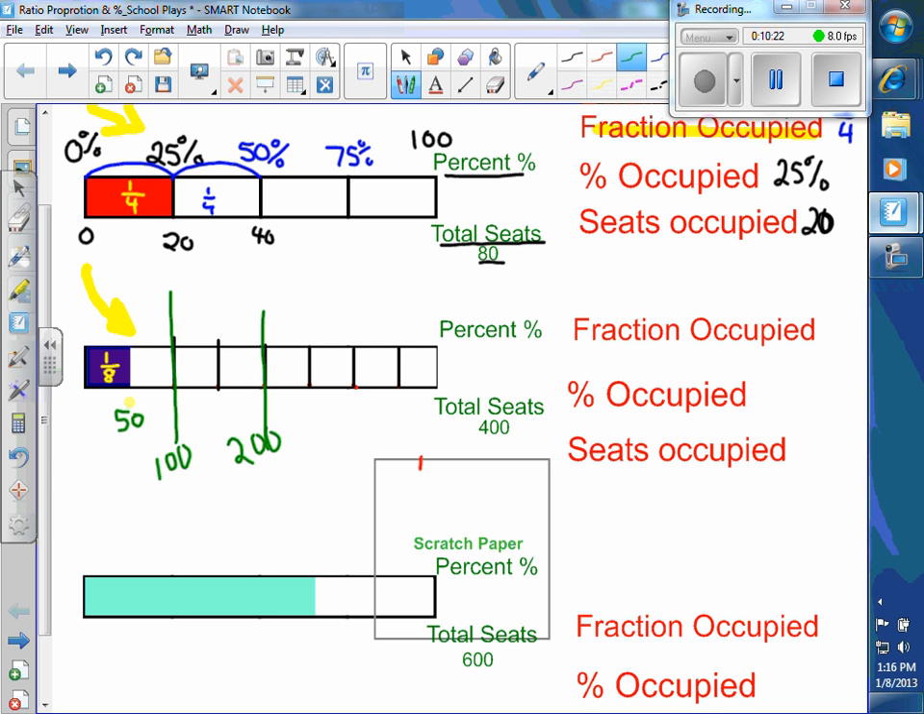So Liana, in this problem, how many seats are occupied? We're looking at this problem here.